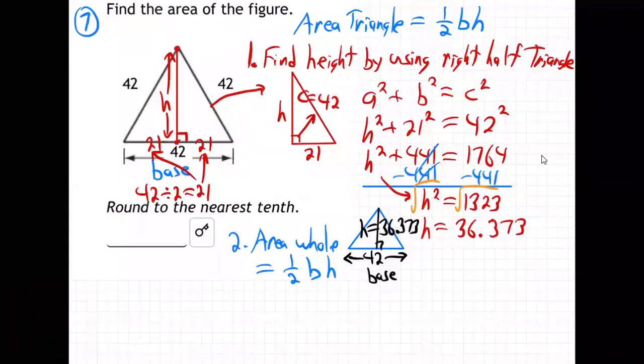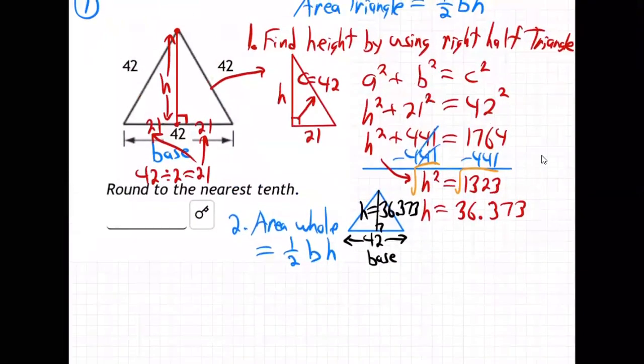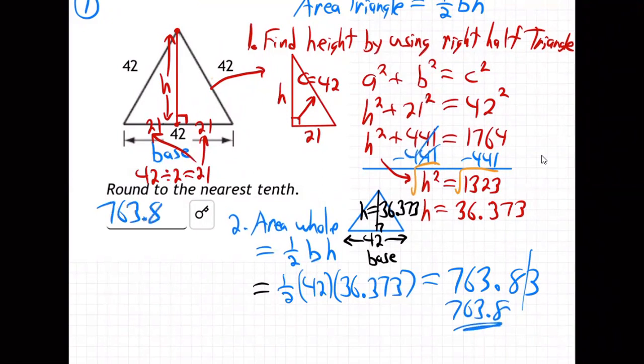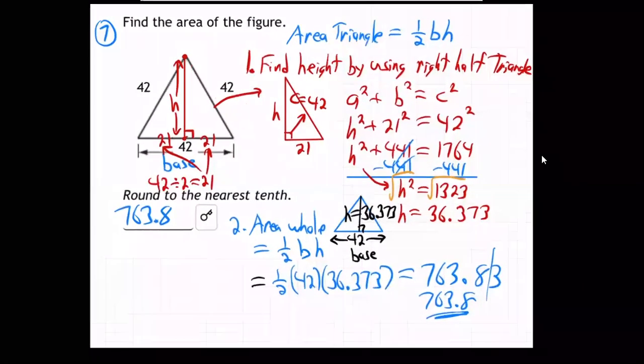So the area of the whole triangle is going to be a half times the base, which is 42, times the height, which is 36.373, which is 763.83. They just want you to round it to the nearest 10th, so 763.8. And so there we go.